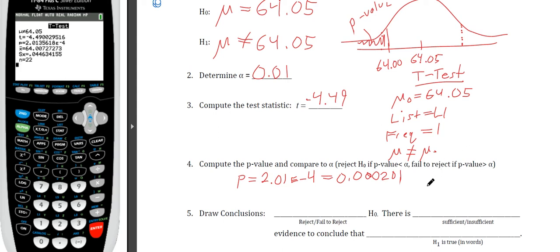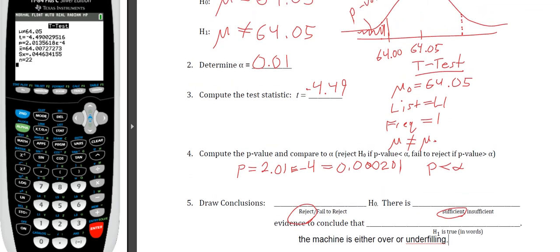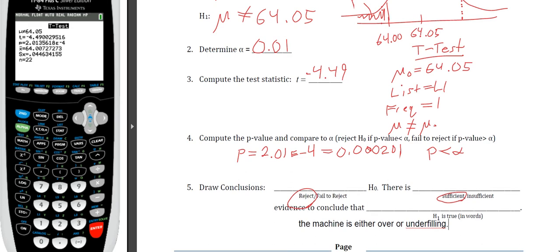That is definitely less than alpha of 0.01. P is definitely less than alpha. That means we do have enough information to reject the null hypothesis. There is enough evidence to claim that what they were looking for, which was the machine is either over or underfilling. All right. So that means that they would need to go and send somebody. That's why alpha is probably 0.01. We have thusly shown that the machine needs to be recalibrated, that there's a problem here.